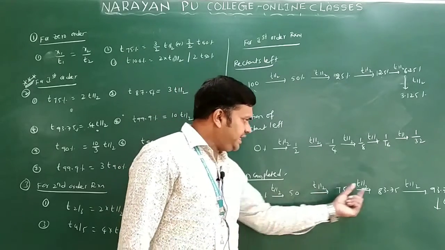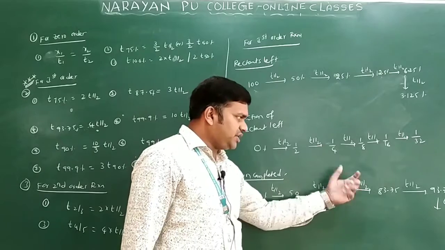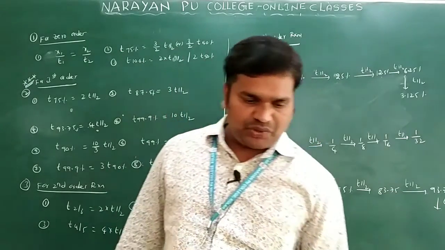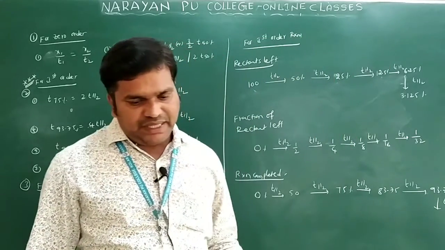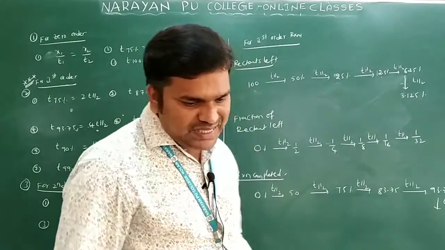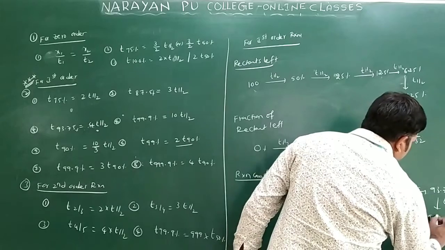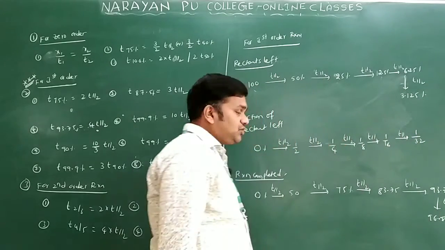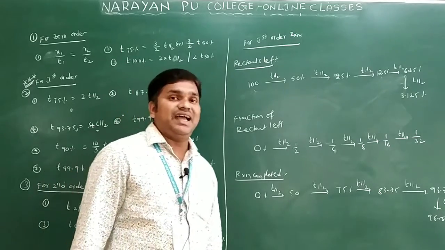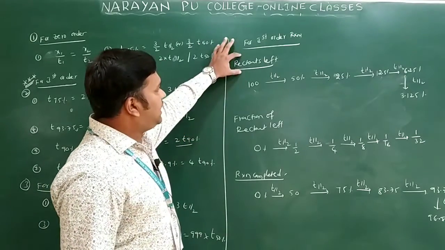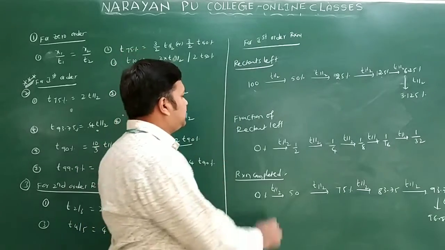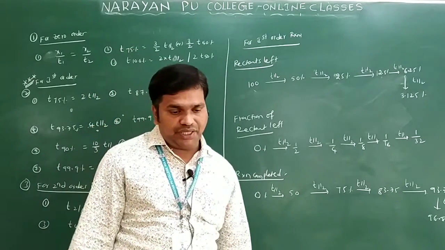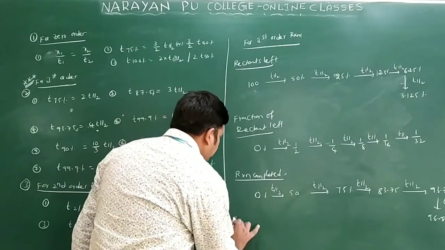75% is 2 T of. 87.5% is 3 T of. Here what you will get? 4 T of. Like that you will get. You can add one more here, 93.75 after 96.875. Like that you will get the relation. So this is the reaction completed. This is the reactants left out, this is the fraction of reactants left out, and this is my reaction completed. And one more you can write here, time taken.